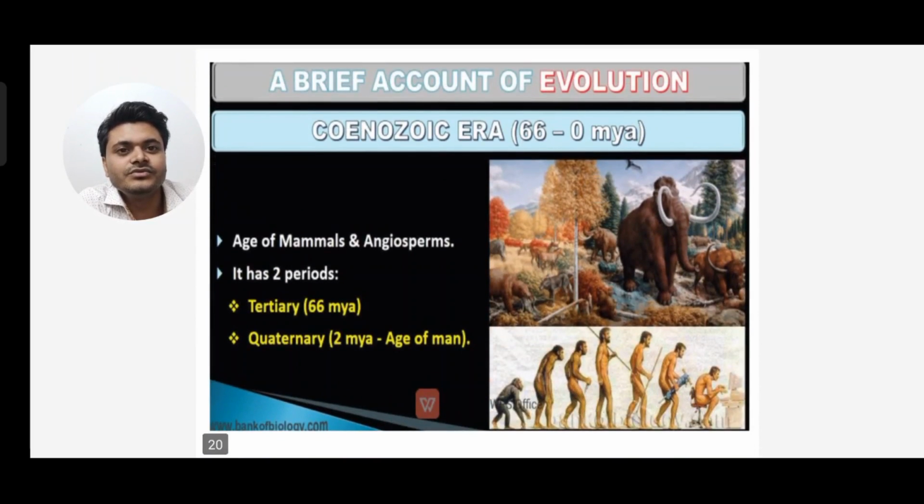Next we are moving to the Cenozoic era, that is 66 million years ago to 0 million years ago. This is the age of mammals and angiosperms, and it has two periods. One is Tertiary and Quaternary. Tertiary came into existence 66 million years ago, and Quaternary, the time span was 2 million years ago to the age of man.